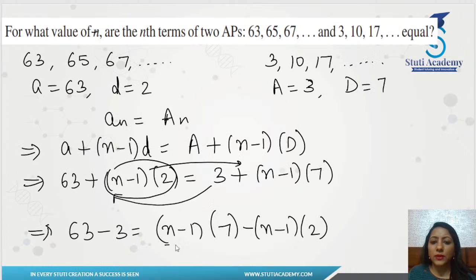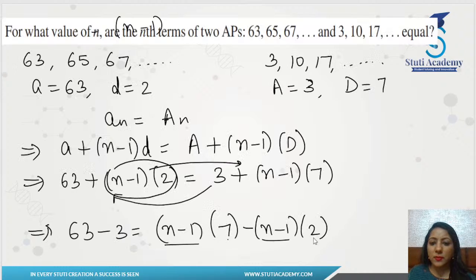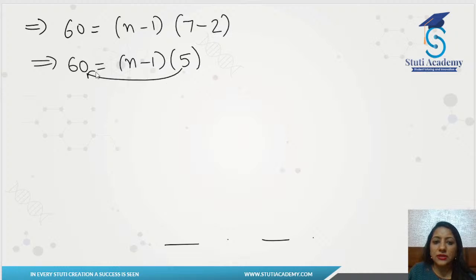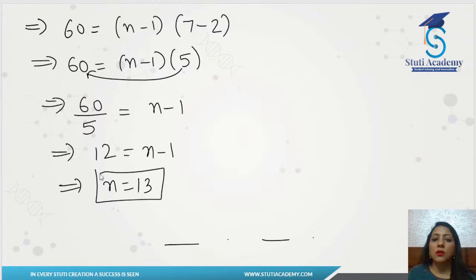And from the right hand side, we can take this n minus 1 common, and then we have 7 minus 2. So we have 60 is equal to n minus 1 into 5. This 5 I can take to the other side, and we will get 60 divided by 5, that is n minus 1. So we have here 12 is equal to n minus 1. So n finally is 13. So the 13th term of both the APs is the same.